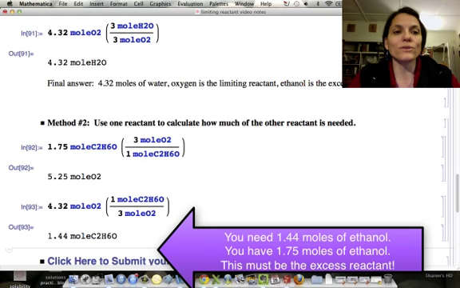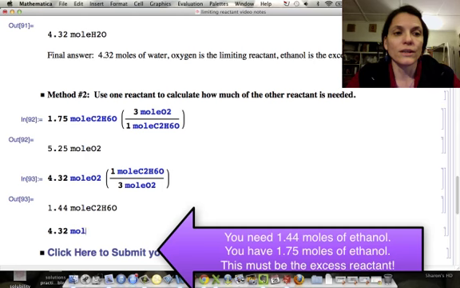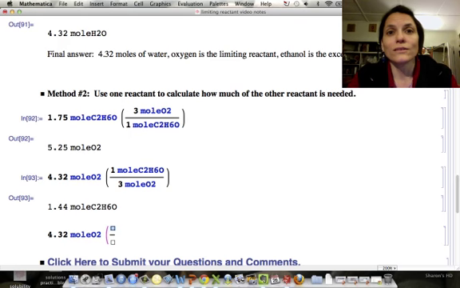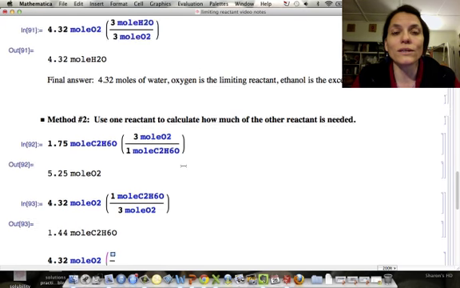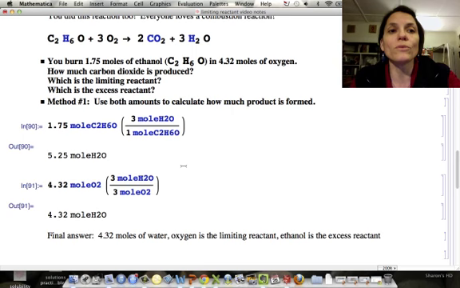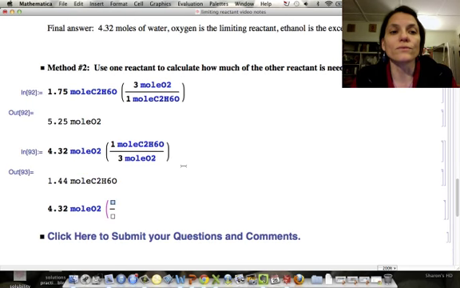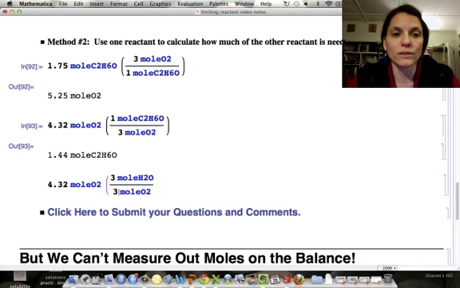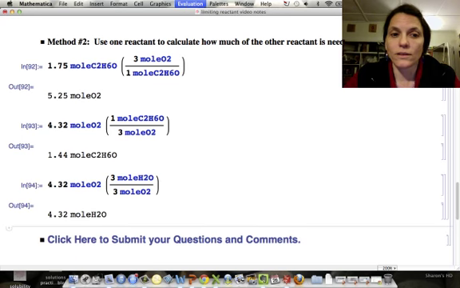Once you know that, you use the oxygen to figure out your final answer. So we know that oxygen is the limiting reactant, so we're going to use that to figure out the moles of water. Okay, let's go back to our balanced equation, 3 moles of water to every 3 moles of oxygen. Oops, sorry, it's a 3-to-3 mole ratio. Did you catch that? And there's our final answer. 4.32 moles of water is produced. Oxygen's the limiting reactant. Same as in method 1.